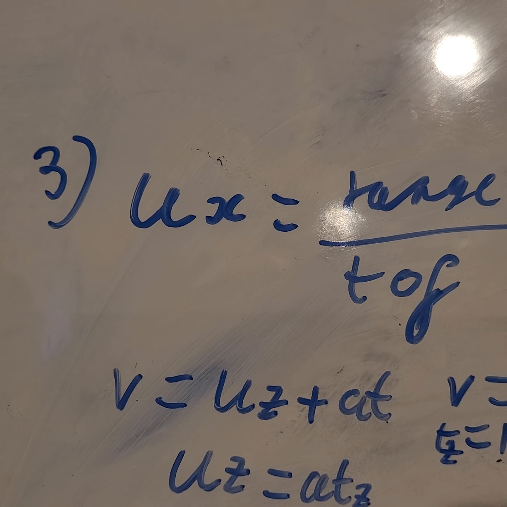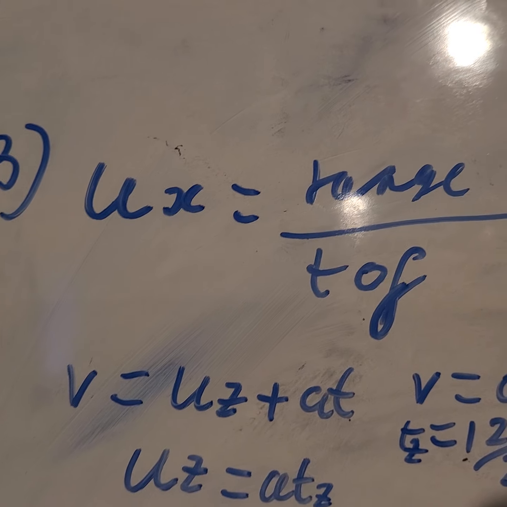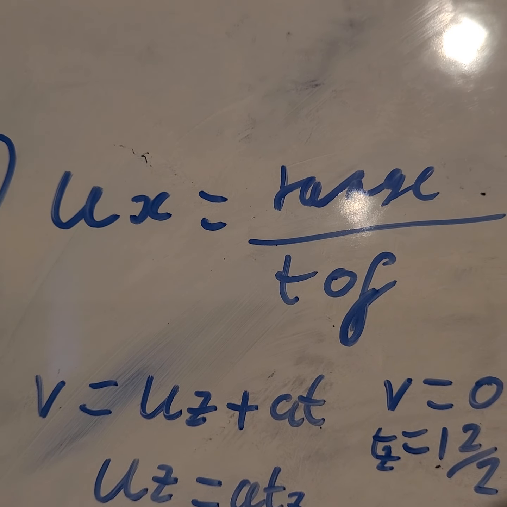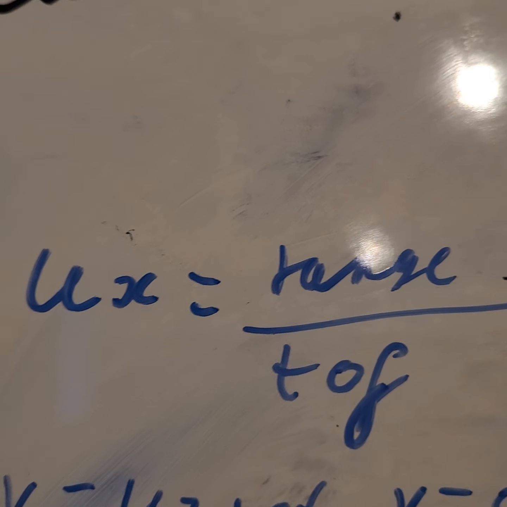The worked solution to Mechanical Science Sheet 7, question 3. So we're given a projectile and we're told to find out its initial angle of projection and its velocity. We've been given its range and its time of flight.